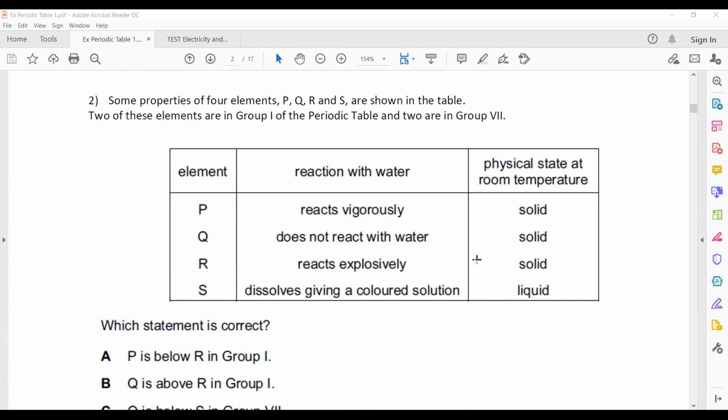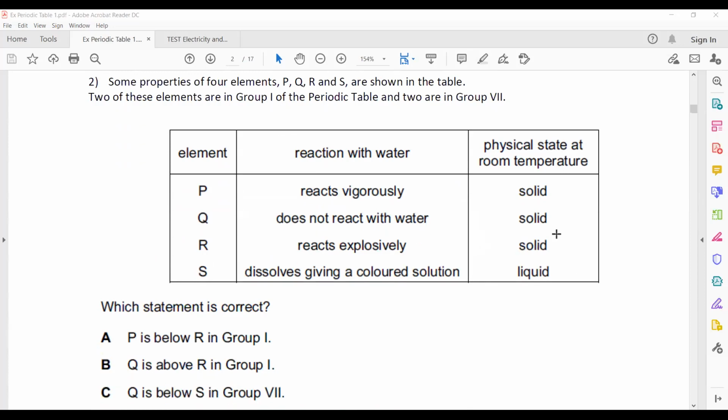Some properties of 4 elements P, Q, R, and S are shown. 2 of these elements are in group 1 and 2 are in group 7. So first we will identify from their properties which one is in group 7 and which one is in group 1. Because group 1 are all metals, this cannot be group 1, so definitely this is group 7. So S is a group 7 element.